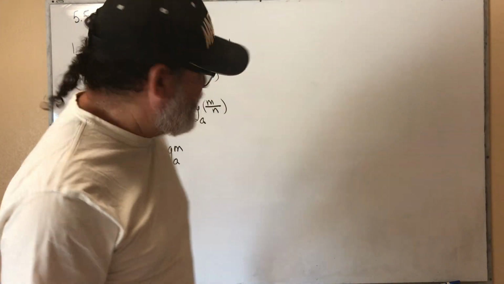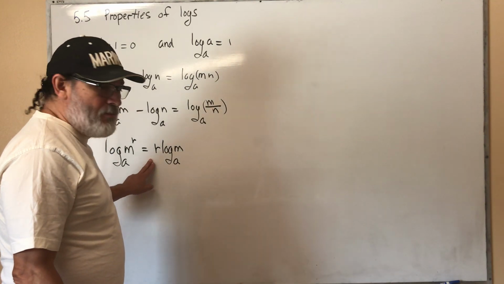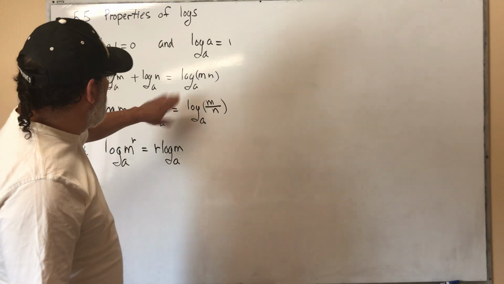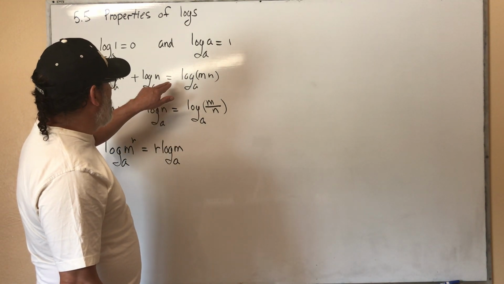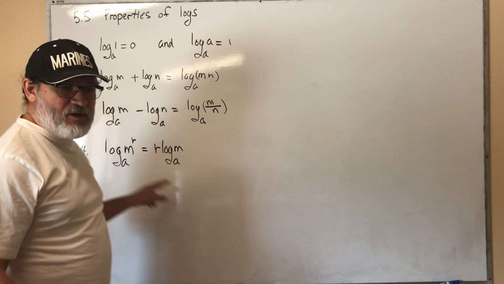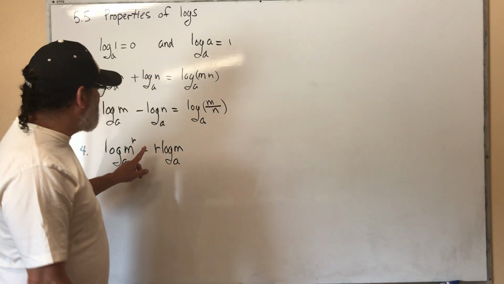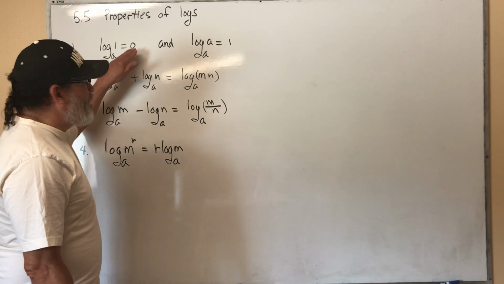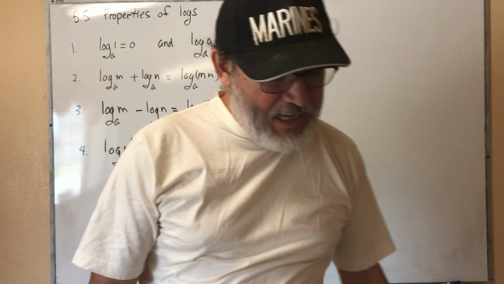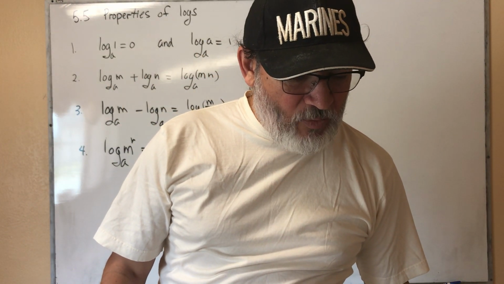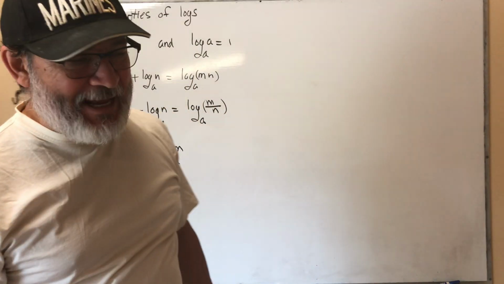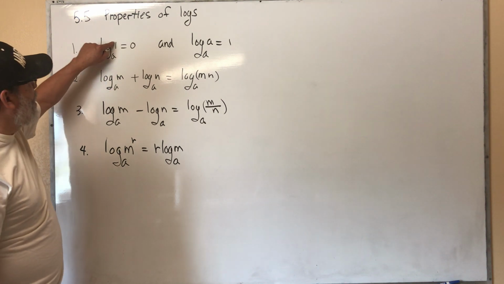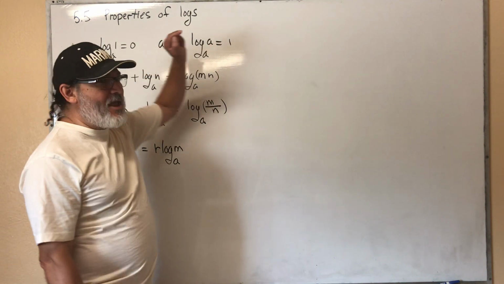They call this the product rule, the quotient rule. I'm sorry. Yeah, they call this the power rule. I'm sorry. This is the power rule. This is the quotient rule. This is the product rule. And what do they call this? They call that the logarithms of 1 and a. Logarithm of 1, logarithm of a.